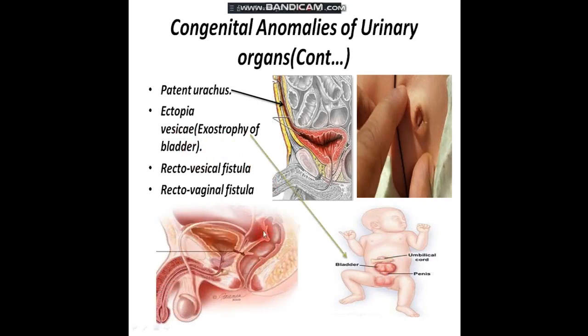Sometimes the urorectal septum, which divides the cloaca into the urogenital sinus and the anorectal canal, fails to develop properly, and there occurs a communication between the rectum and the urinary bladder, that is known as rectovesical fistula. And sometimes in the case of females, there can be a communication between the rectum and the lower part of the vagina, both of which develop from the urogenital sinus part of the cloaca, and that is known as rectovaginal fistula.